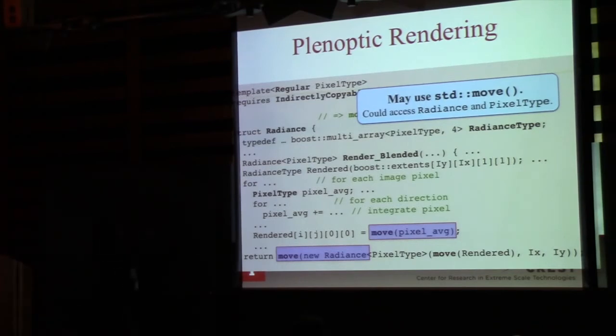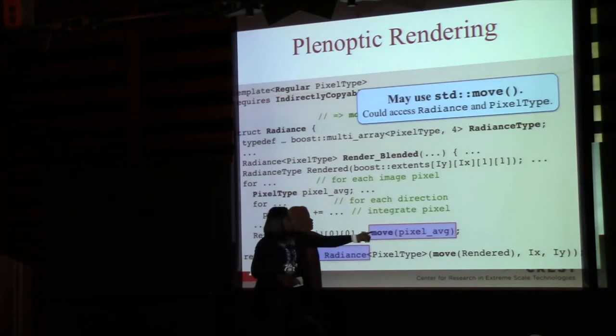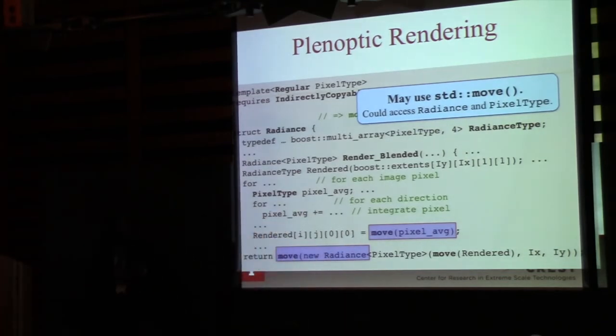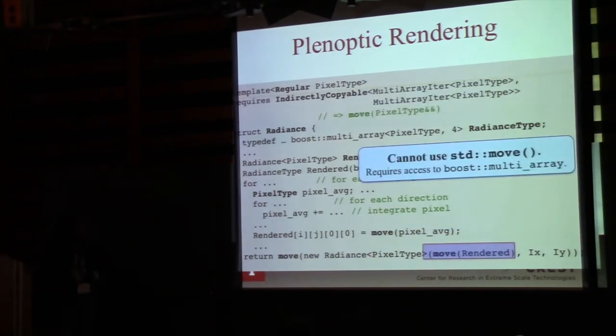So for these two, I can actually use student move, because here I have access to radiance. And that means that I can extend radiance with my own move constructor, because that's how student move works. To use it, you need to extend your data type with the move constructor, right? So I can do that here for radiance. I can probably also tell that the user of my function is going to do that for pixel type. But for this one, I cannot, because that is of type multi-array. And I don't have access to multi-array, which is in the Boost library somewhere. And even if I had access to it, I probably wouldn't want to be messing around with it.